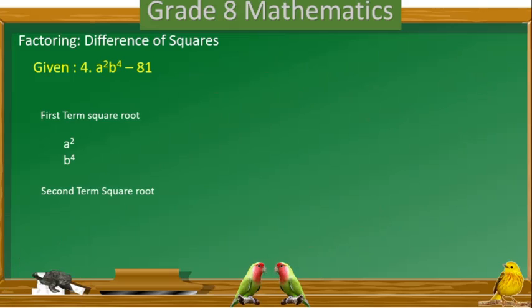Next, this one. You just write the first term, then find the square root. Here our terms are a squared and b to the fourth. The square root of a squared is a, for b to the fourth is b squared, then 81 is 9. Then form again. This is a b squared, a b squared, then copy the sign, then the square root of the last term, then the opposite sign, the square root of the last term. That's it.